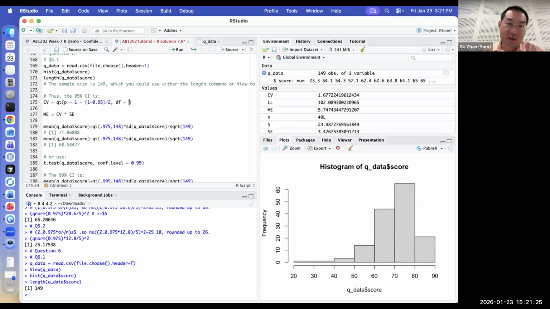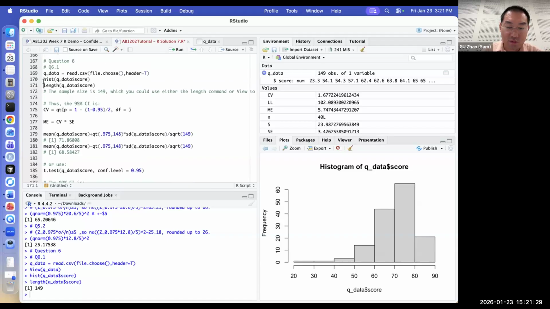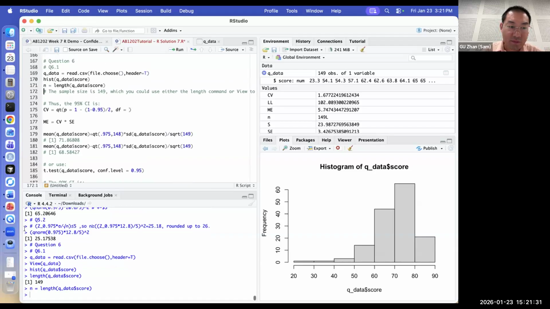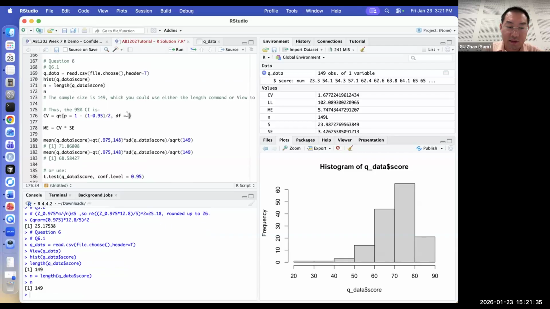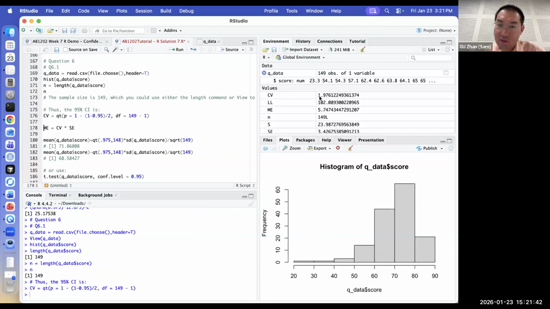Then the degree of freedom is sample size n minus 1. Do we have a sample size n? Let's display n. N is 149. Okay, let's do 149 minus 1 instead of using n. So we can find CV here, 1.97. Then what about SC?